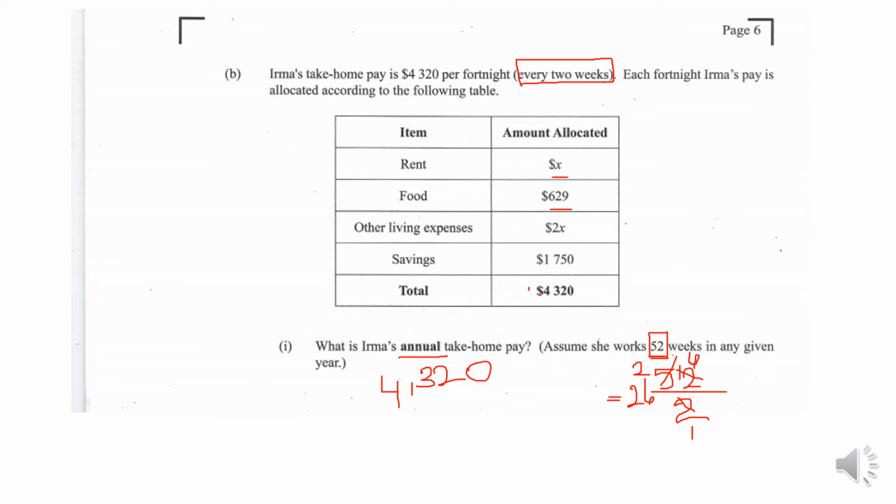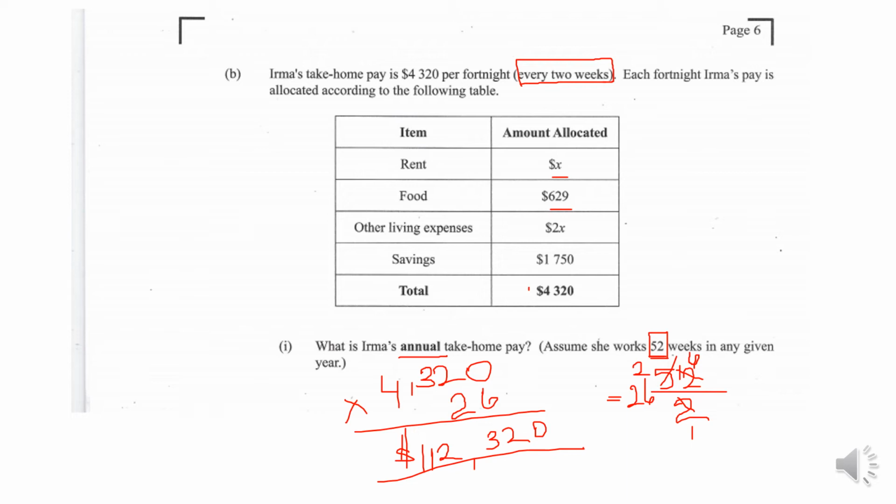4,320 multiply by 26 using a calculator. You don't have to do this long method. Using your calculator, you are going to get 112,320. Okay, so this is what you do. I just want to say that this is one way you can get the answer.